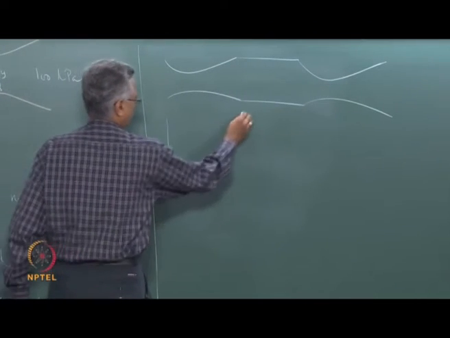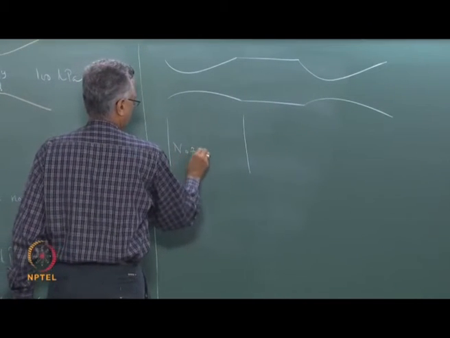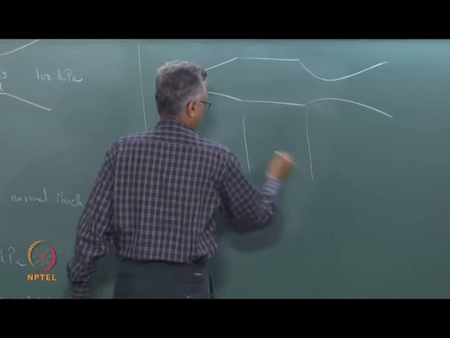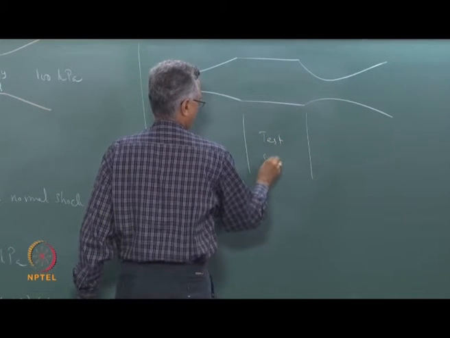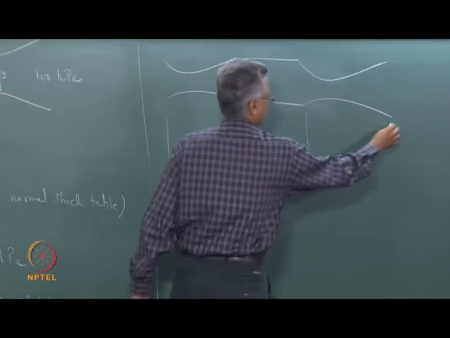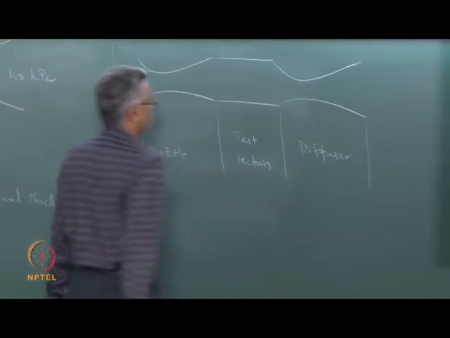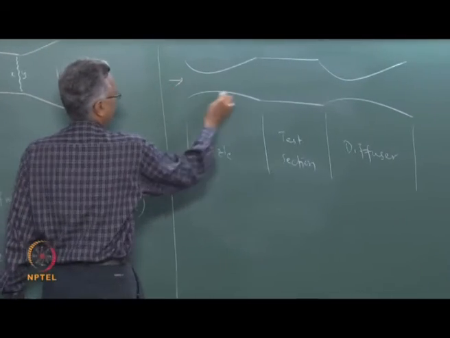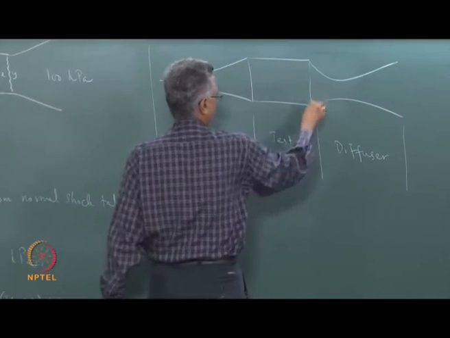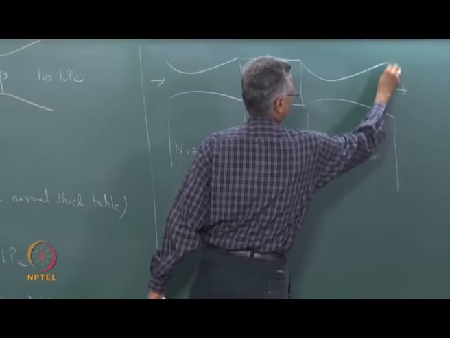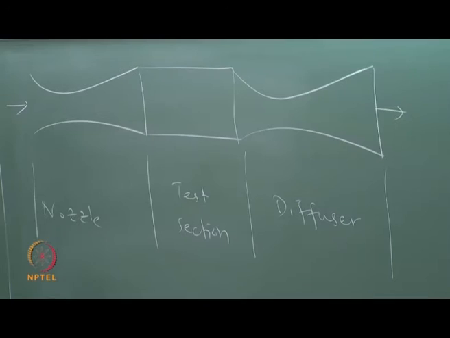So this is the nozzle part, this is the test section, and this is the diffuser part. So, flow comes in, reaches the test section, supersonic Mach number, and then goes out like this. So, there is one throat here. Notice that there is one throat here and another throat here.